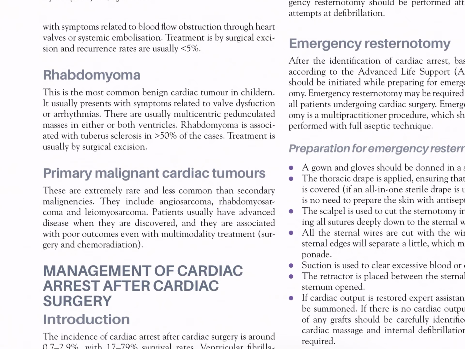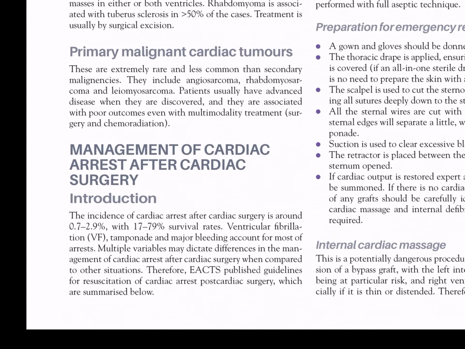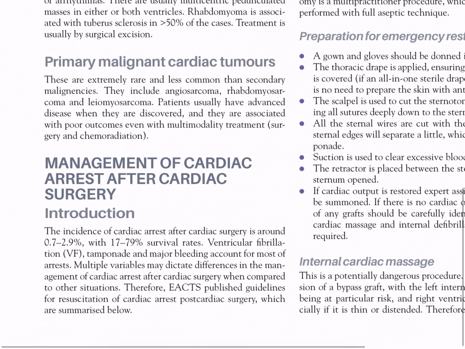Primary malignant cardiac tumors. These are extremely rare and less common than secondary malignancies. They include angiosarcoma, rhabdomyosarcoma, and leiomyosarcoma. Patients usually have advanced disease when they are discovered, and they are associated with poor outcomes even with multimodality treatment, surgery, and chemoradiation.